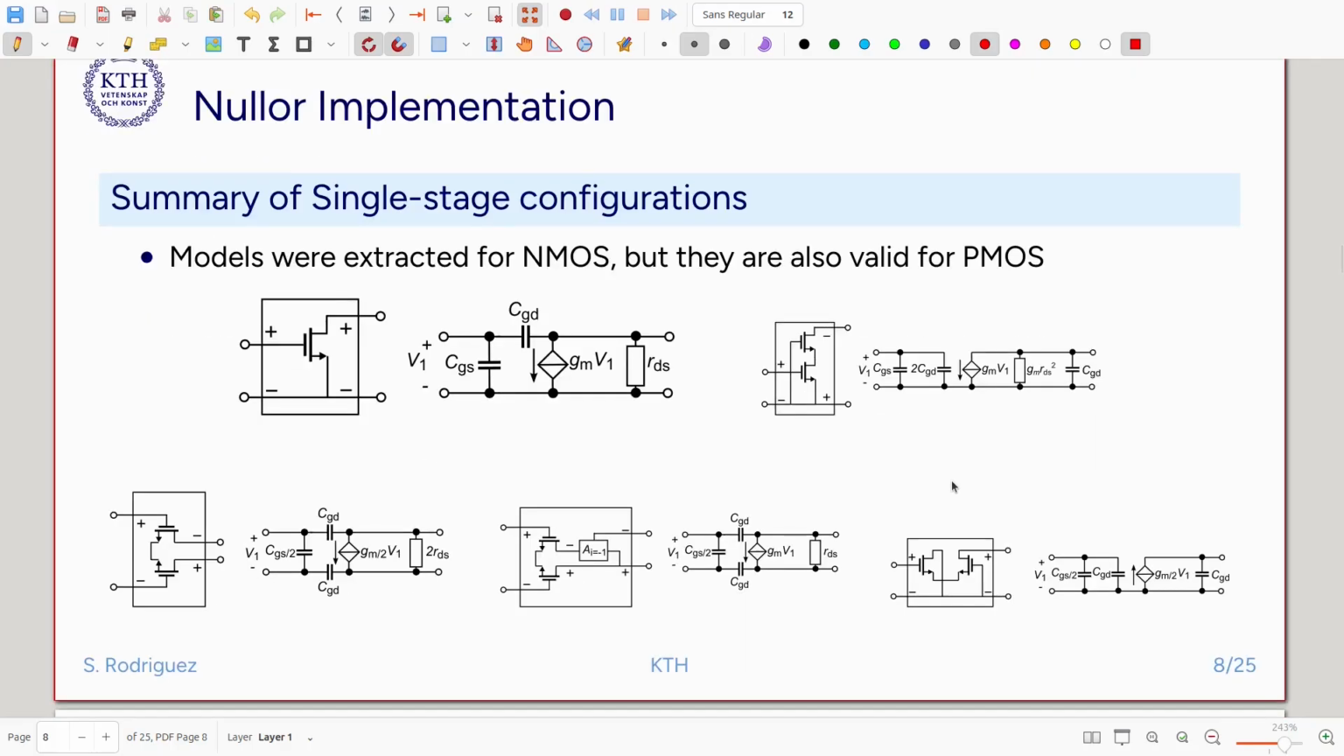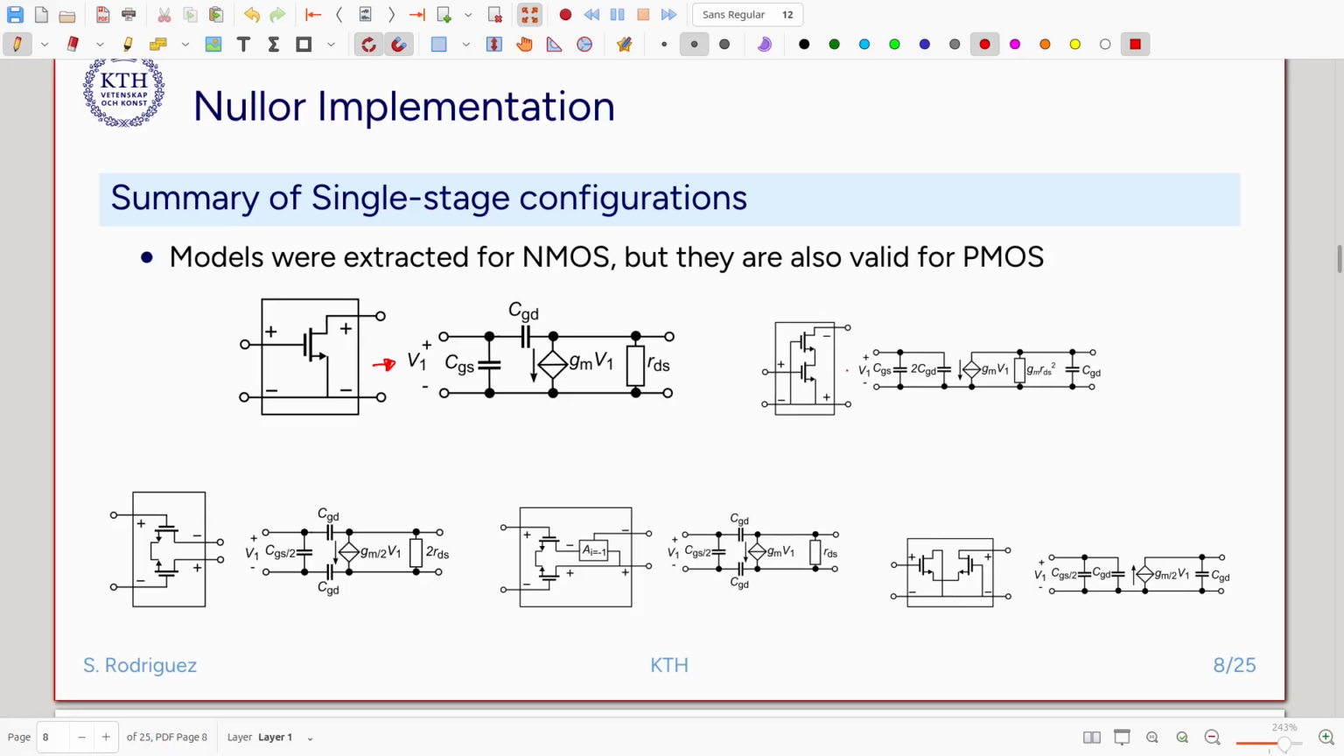Now, the basic configurations that we can have and their small signal models are the following. We have first the one for the common source amplifier, which is just a transistor. We have the two-port model, and then we have the small signal model here on the right. So this will be the small signal model for the transistor connected as a common source. And we have already been using this before.